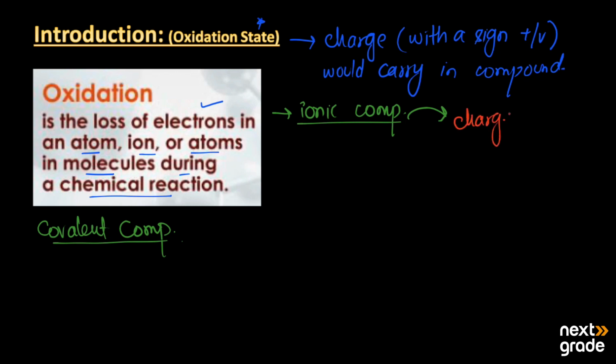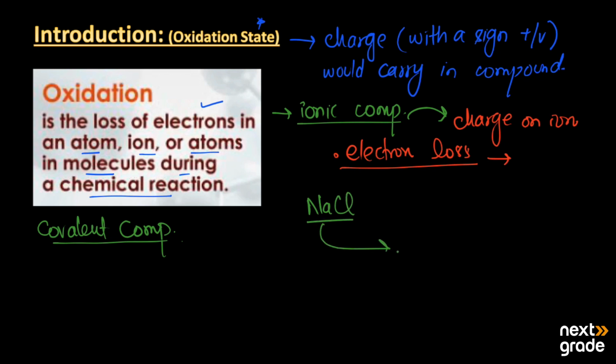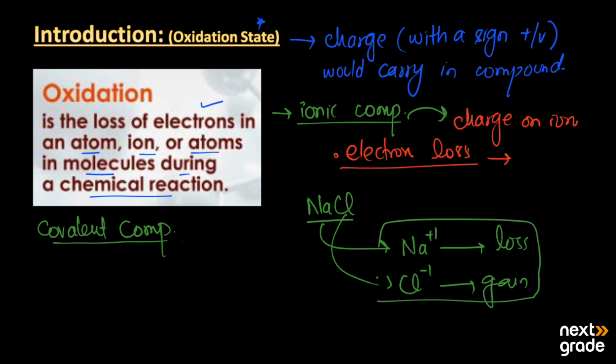The charge on ions, or the number of electrons lost by the atoms of an element, may be their oxidation state. For example, we have an ionic compound, sodium chloride, NaCl. Here, sodium has oxidation state +1 because it loses one electron. On the other hand, the oxidation state of chlorine is -1 because it gains one electron. So the oxidation states of the two are +1 and -1.